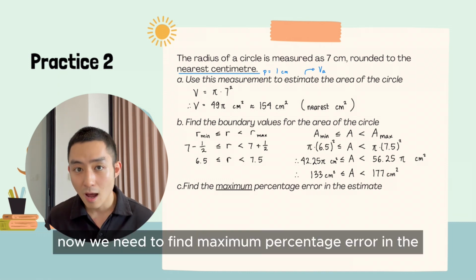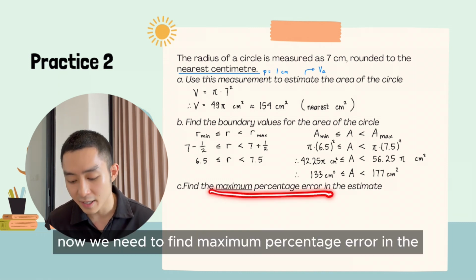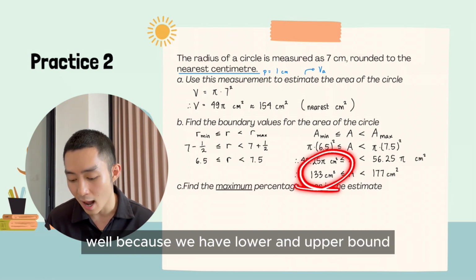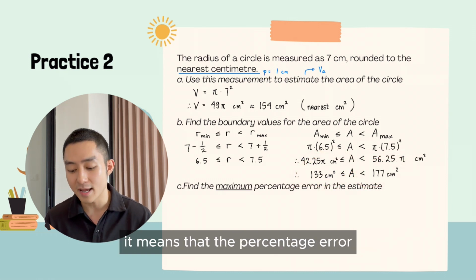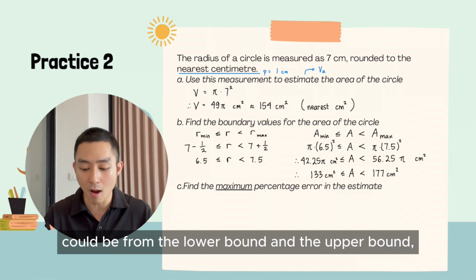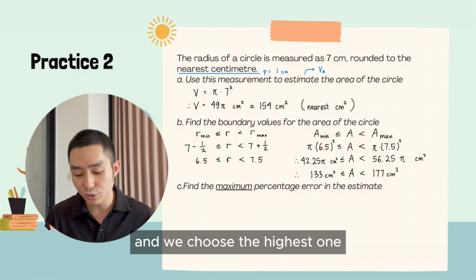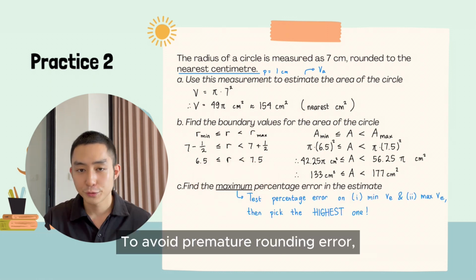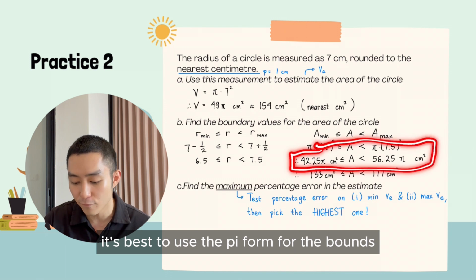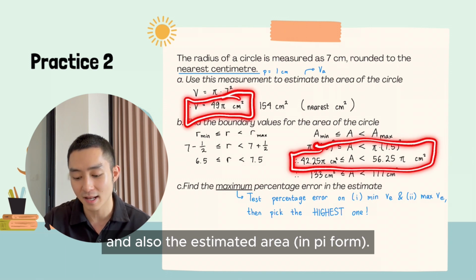squared. Now we need to find the maximum percentage error in the estimate. What does this mean? Well, because we have lower and upper bounds, it means that the percentage error could be from the lower bound and the upper bound. So we find both and we choose the highest one, which is the max. To avoid premature rounding error, it's best to use the pi form for the bounds and also the estimated area.